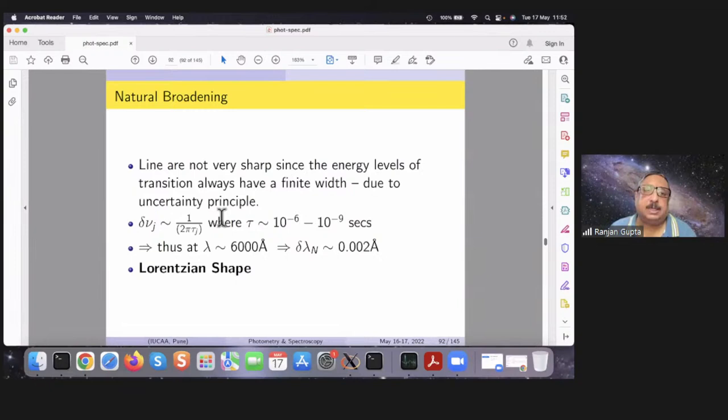But the width of the line depends on the time it spends on the upper level before coming down. So typically, it is between a microsecond to nanoseconds, right? And that defines essentially the frequency bandwidth of the natural broadening. And the shape is Lorentzian, as I just showed. So for example, at a 6000 Angstrom red line, this is milliangstroms, so 0.00, a very small line. But the shape, remember, is Lorentzian. And this can of course be mathematically calculated. I am not showing that.